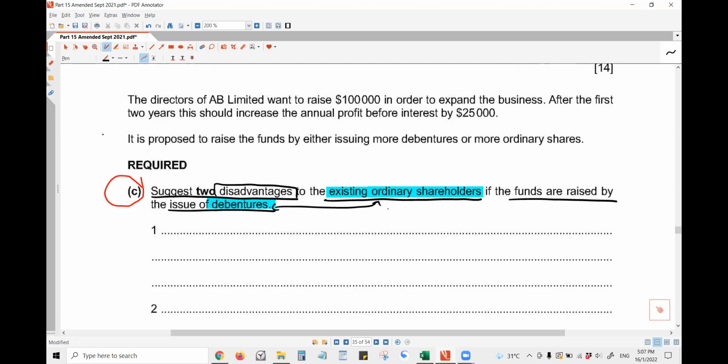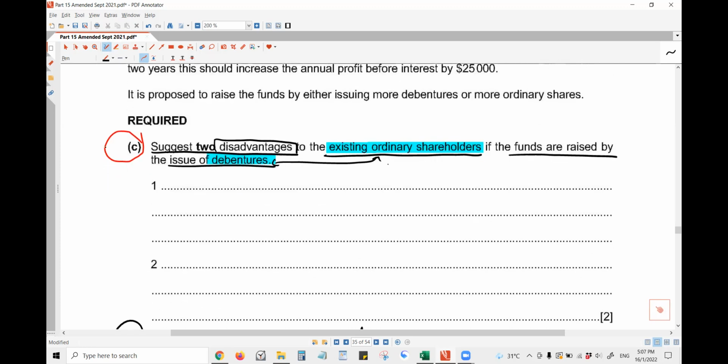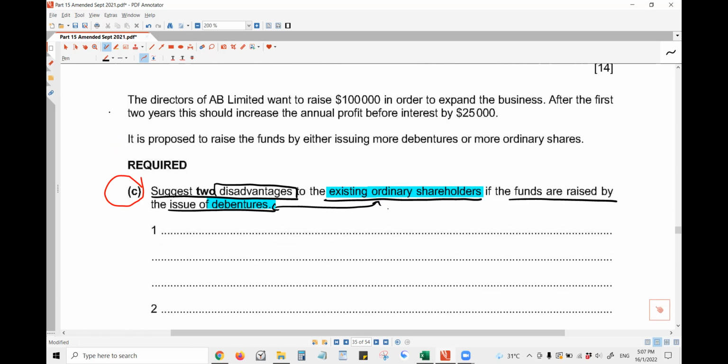So let's write together, okay? Before we write, you see the first two paragraphs that are related. Directors are the people who run the company. Directors are like workers. Directors are hired by shareholders. Directors want to raise $100,000. Raise means get money, okay? In order to expand the business. See, they need the money to do some expansion.